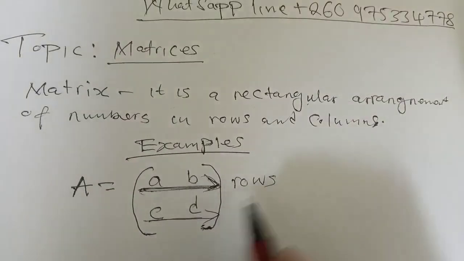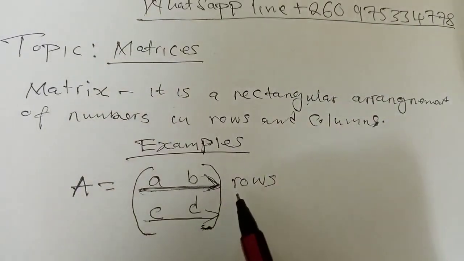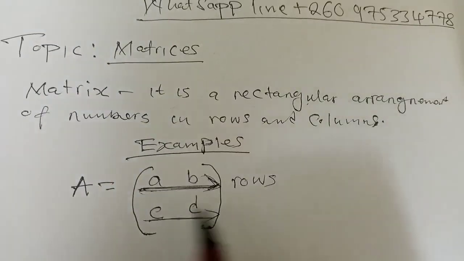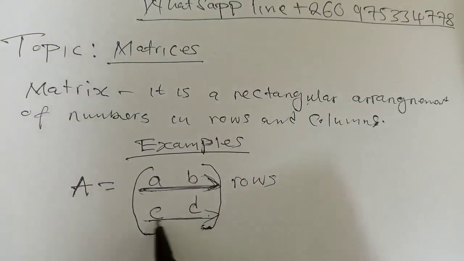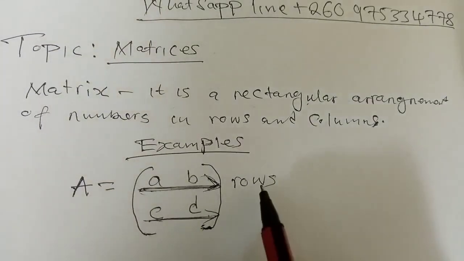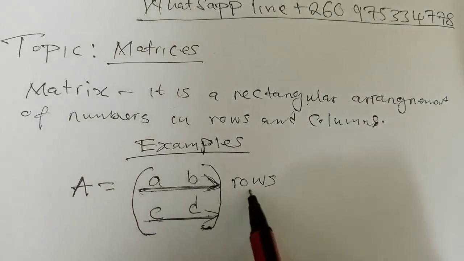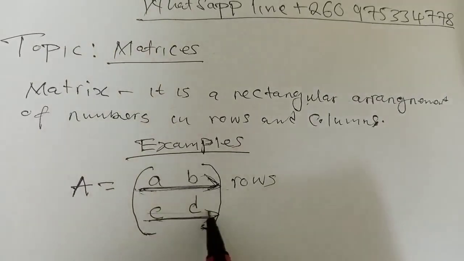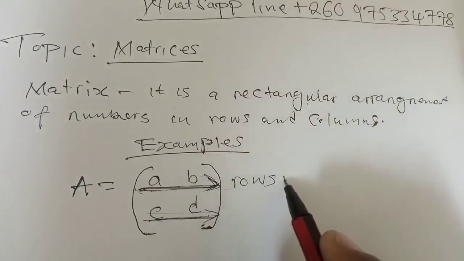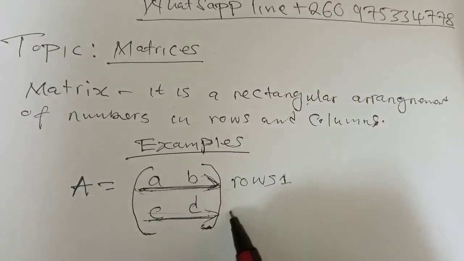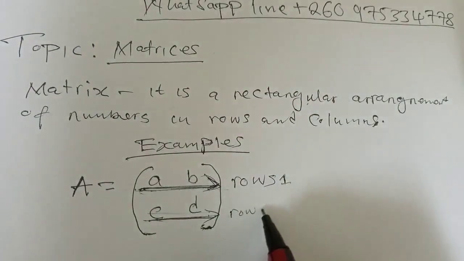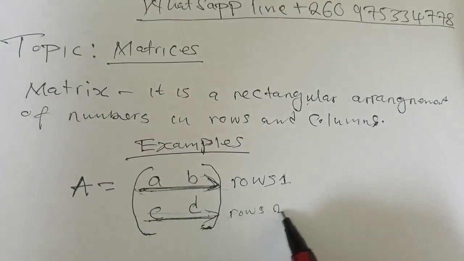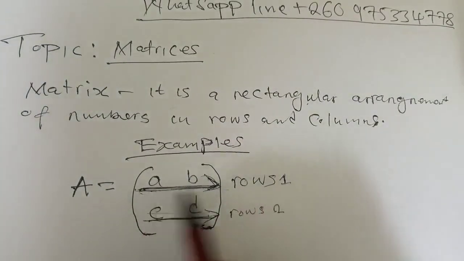These are what we call rows. They are in horizontal. Horizontal is like this, then vertical is like that. So I'm sorry for that. So these are what we call rows. This is row 1, then this is row 2.